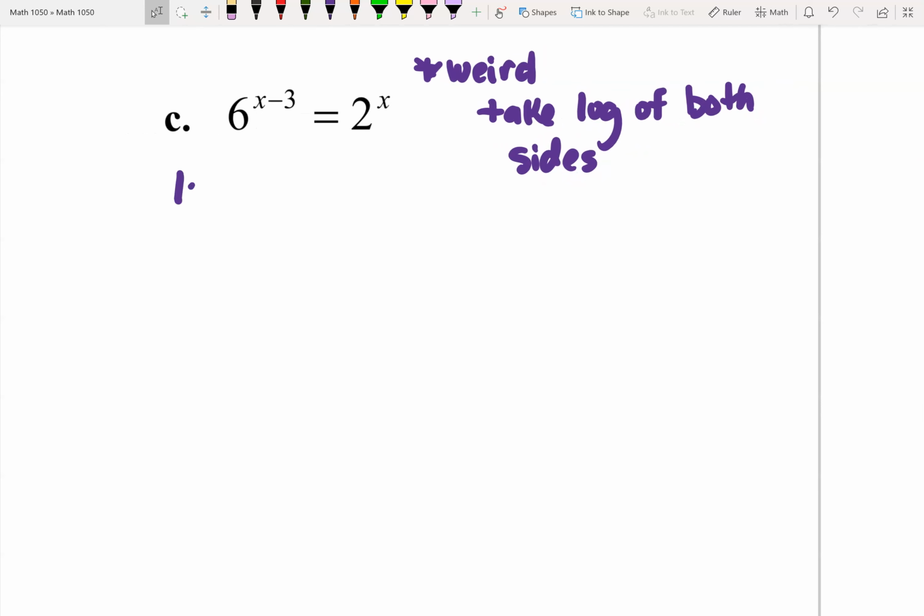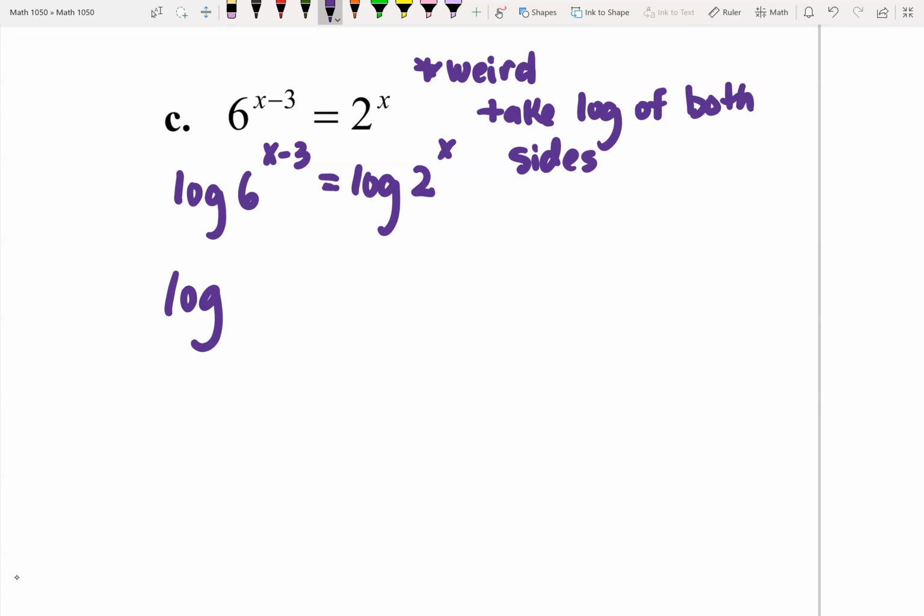So look what we have, guys. We have the log of 6 raised to the x minus 3 is equal to the log of 2 raised to the x. Now freeze for just a second. Eyes right here. Here's a place where people mess up. People go log base 6 of x minus 3 is equal to log base 2 of x. That's wrong. So the 6 is still on the normal level. The x minus 3 is an exponent. Same with the 2 and the x. So I don't change any levels at all.